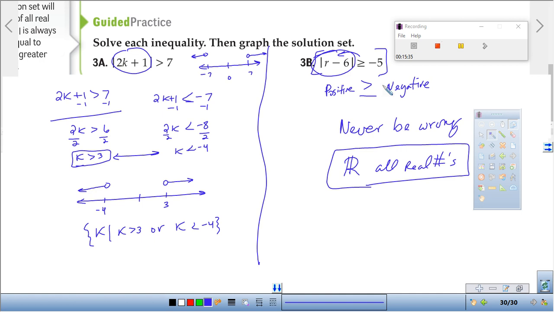That's just by thinking. Well, think about it. What kind of numbers do you get out of an absolute value? You always get a positive. When is a positive greater than a negative? Always. So you have to recognize that.